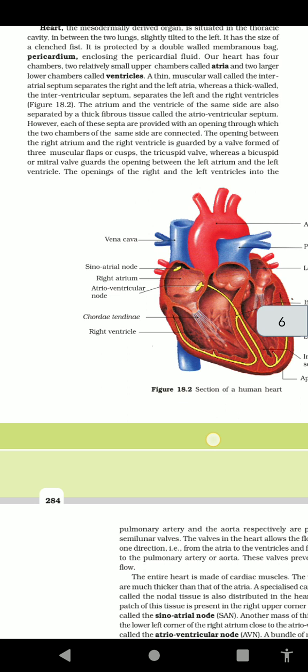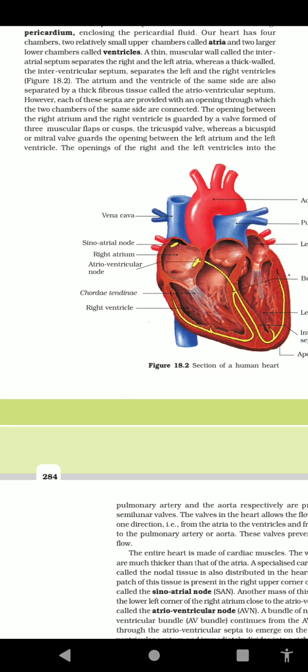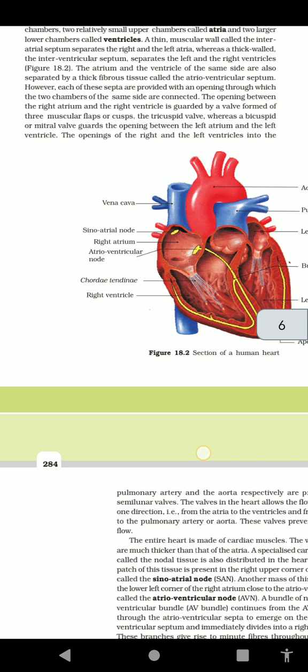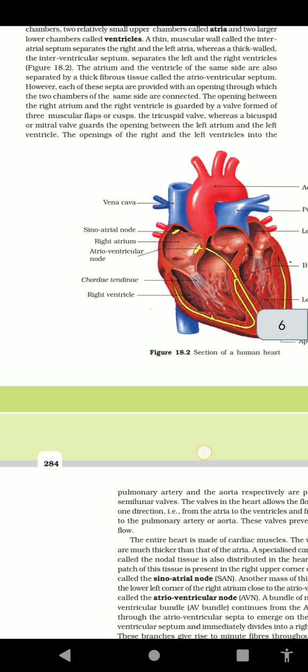Enclosing the pericardial fluid, our heart has four chambers. Two relatively small upper chambers are the atria, and two larger lower chambers are called ventricles. A thin muscular wall called the interatrial septum separates the right and left atria, whereas a thick wall, the interventricular septum, separates the left and right ventricles.